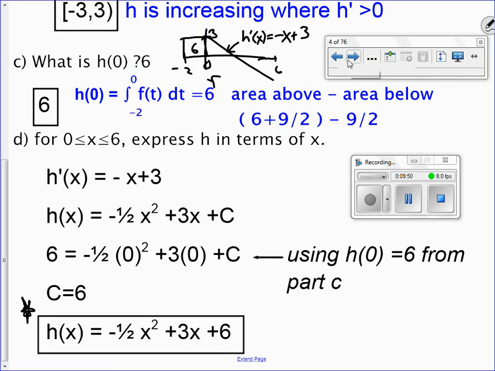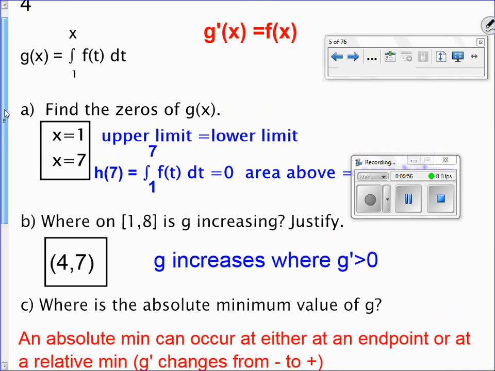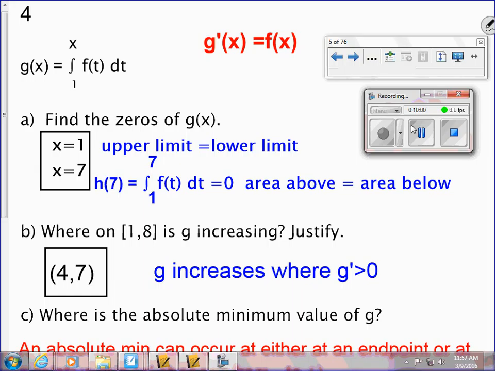All right, let's look at the other one, because some of the parts kind of repeat. In 4, you have another graph, which you guys have in front of you, hopefully. And now g of x is defined as the definite integral from 1 to x. So again, the first thing you do is take the derivative, so g prime of x is equal to f of x, what you're looking at.